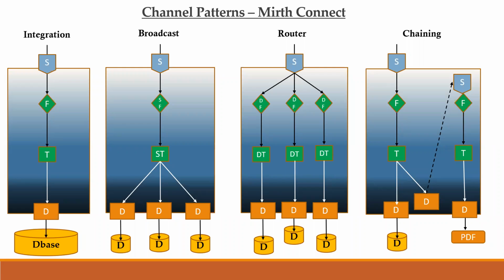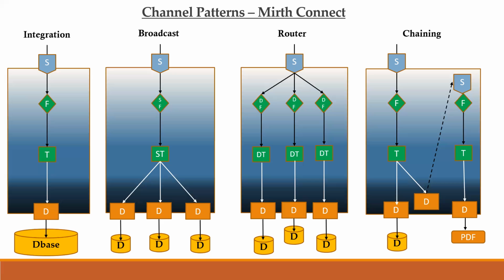Okay, that is broadcast. Next channel model that you have is router. If you look at router, as the name itself suggests, it will help you in routing the message to a specific destination. How it does that? Let's see. When the message is received on the source connector, it will complete the source connector related transactions, like the source connector components. It will go through source filters, it will go through source transformers.